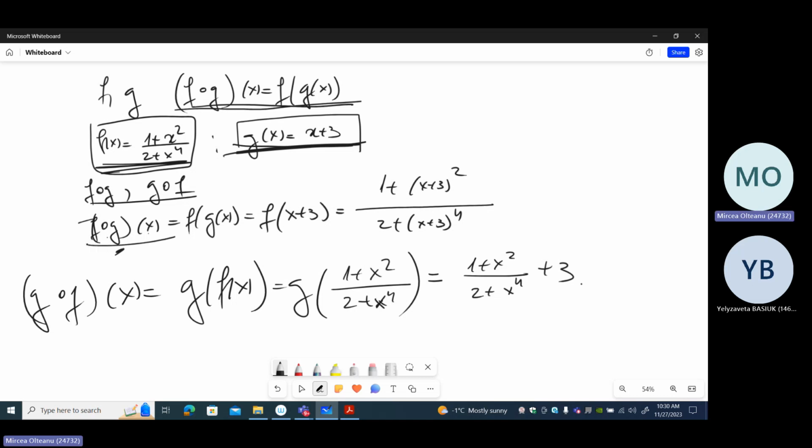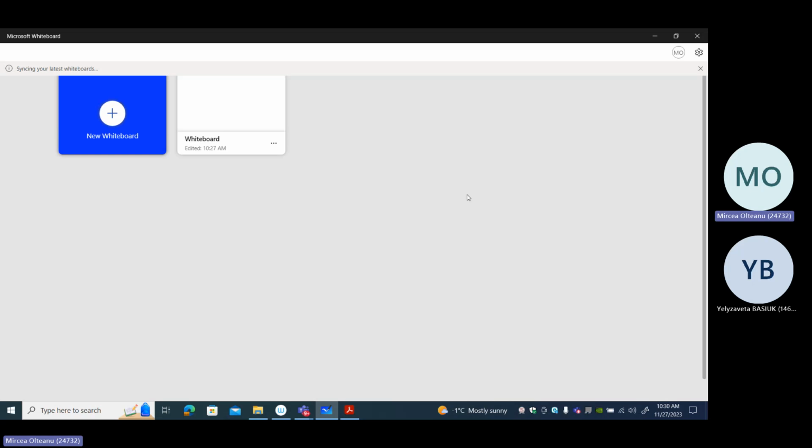So this is how we compute compositions of functions. It's a very simple operation. Okay, but we have a special formula when we want to compute the derivative of a composition. And that formula is also called the chain rule.